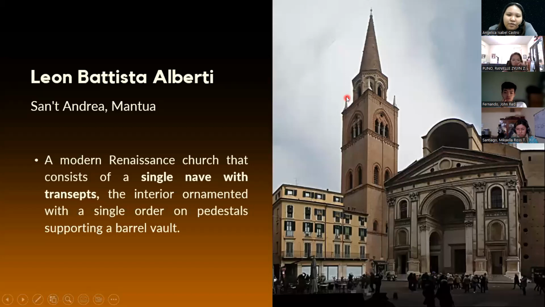So, another structure by your guy, Alberti: he also designed Sant'Andrea in Mantua. It's a modern Renaissance church that consists of a single nave with transepts, with the interior ornamented with a single order on pedestal supporting a barrel vault. I couldn't find a decent picture of the interior to show this, but I'll make sure that I include that one in the PDF before I send it to you. So there, this is one more structure by Alberti.